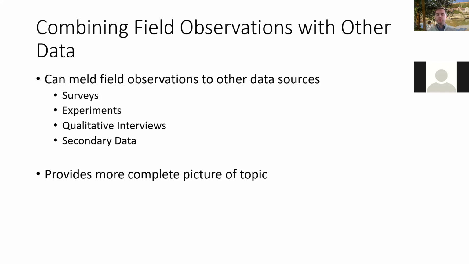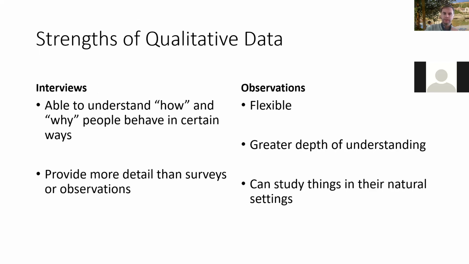Anderson combined field observations with qualitative interviews so that not only could he observe these behaviors, he could also ask people questions about them. Surveys, same basic thing. And all of these different methods and combinations can provide a much more complete picture of any kind of topic that we're looking at. And this is one of the key strengths of qualitative data in general. We are better able to understand the how and the why of why people behave in certain ways.